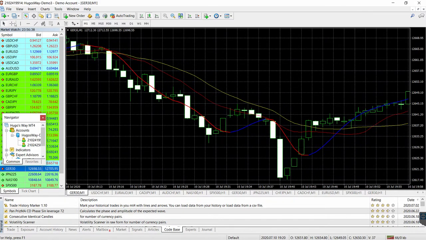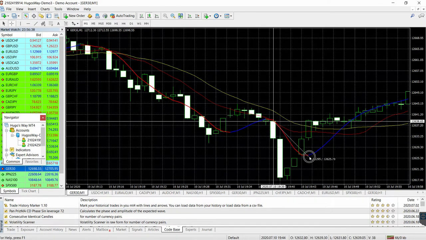I lost it. Hold on. This crosshair is kind of tricky. Okay, yeah, there we are. And caught another 13 pips.